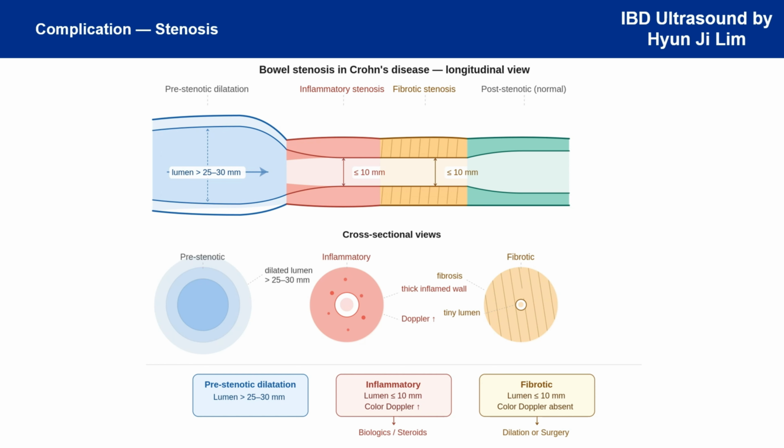Let us examine the schematic representation of bowel stenosis in Crohn's disease. In longitudinal view, the stenotic segment is combined with an upstream bowel distension characterized by a dilated lumen exceeding 25 to 30 mm or more. The cross-sectional view in the middle highlights the distinct pathophysiological differences. The inflammatory subtype presents with a thick, inflamed wall and hypervascularity. Conversely, the fibrotic subtype shows marked fibrosis with a tiny lumen and absent or few color Doppler signals.